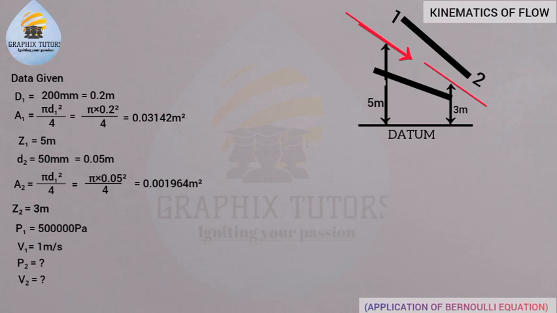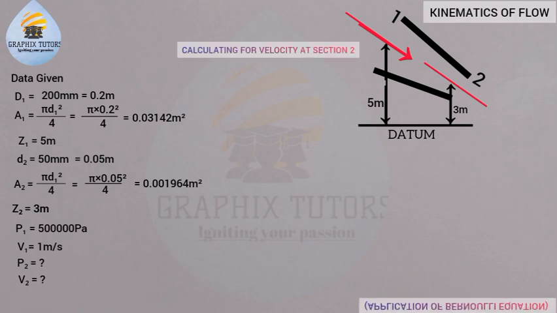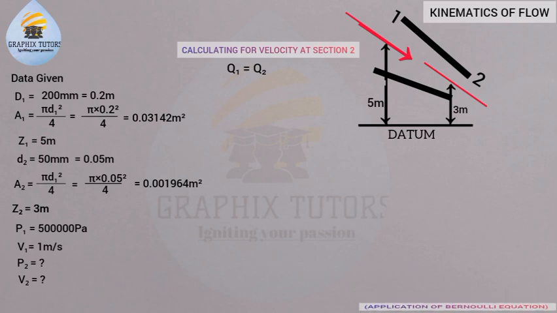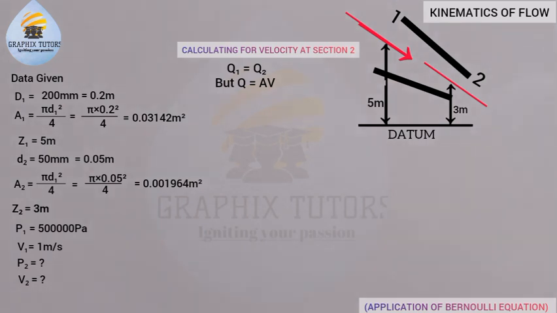Since we have V1, we must have V2 also, right? Because we have two sections. So there's velocity in section 1, there must be velocity in section 2. So calculating for velocity at section 2, we recall that the discharge at section 1 is equal to the discharge at section 2, right? And what is the formula for discharge? It is given as area times velocity. So it means that the discharge at section 1 will be area A1 times V1 equals the discharge at section 2, which will be A2 times V2.